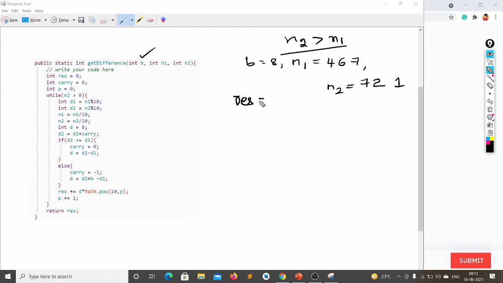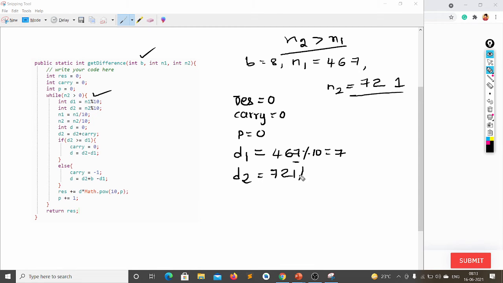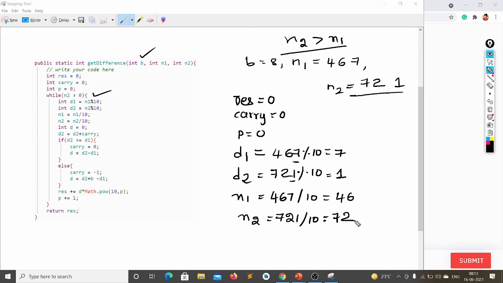First of all, my result is equal to 0, my carry is equal to 0, and my p is equal to 0, and my n2 is greater than 0. So what will happen here is, my d1 is equal to n1 modulo division 10, means 467 modulo division 10 means you will get 7, the units digit place, and d2 is equal to 721 modulo division 10 means you will get the units digit, that is 1. And my n1 will become 467 by 10, means except the units digit, you will get the remaining number, and n2 will equal to 721 by 10 means 72. Up to here.